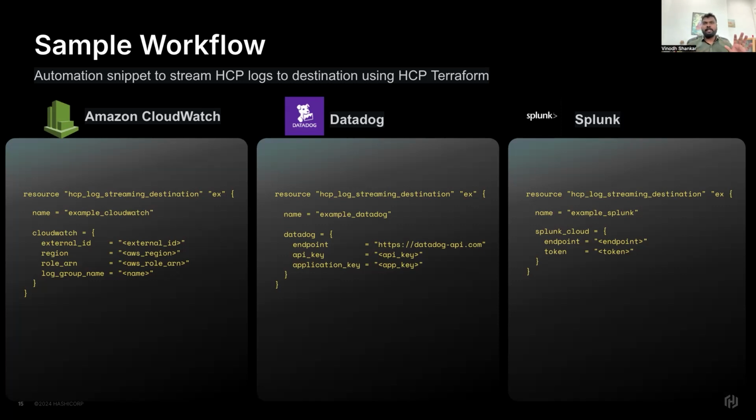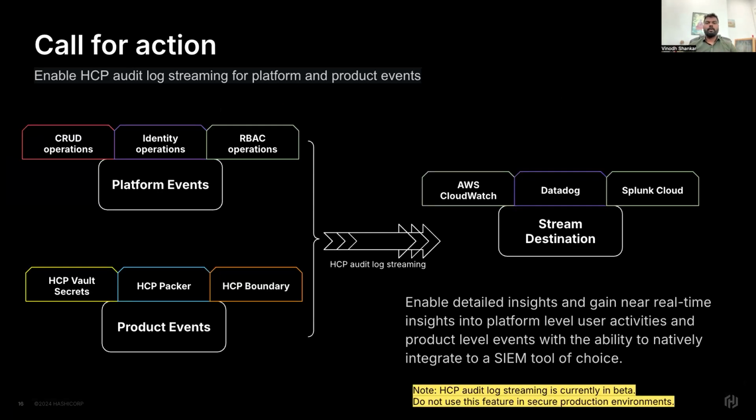And this is maintained as a system of record in your overall version control system, and you will be able to revise as and when a new SIEM tool integration is available. For those utilizing HCP, it is essential to enable audit log streaming. This helps you gain detailed insight, not just from a product perspective, but also from a platform perspective. This is currently in beta.